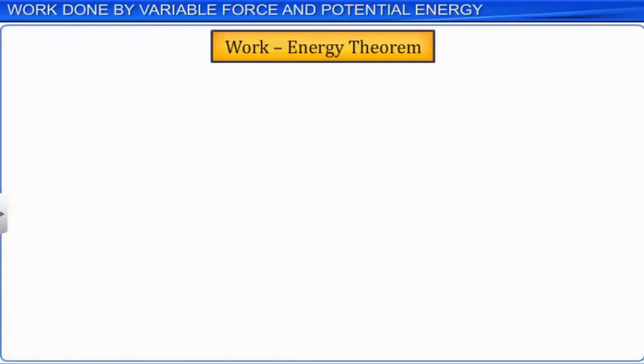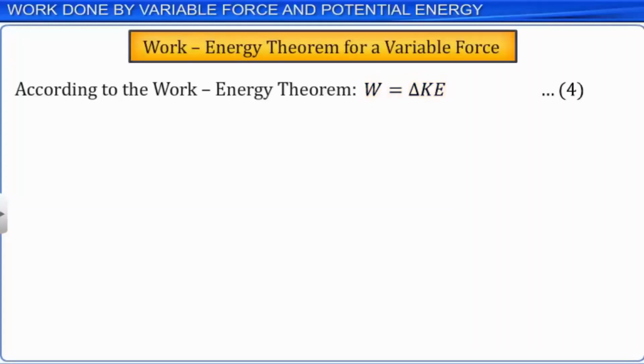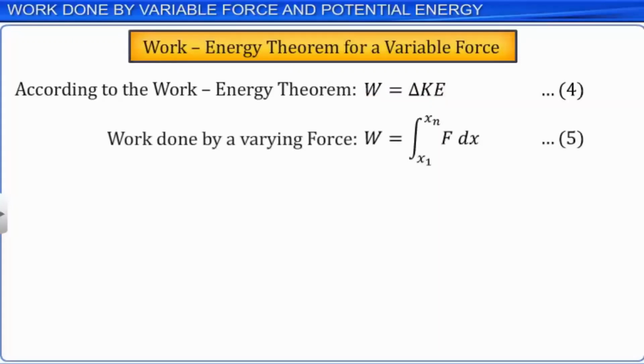We know that according to the work energy theorem, the work done, W, by a net force on a body is equal to a change in its kinetic energy, KE, as in expression 4. W equals delta KE. Let us now try to prove the work energy theorem for a variable force. We know that the work done by a variable force can be found by the expression W equals integral F dx in the limits x1 to xn. Let's call this equation 5.